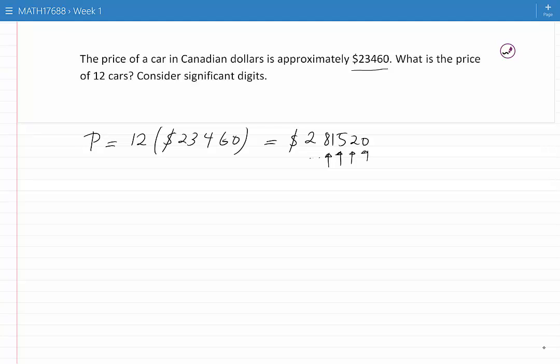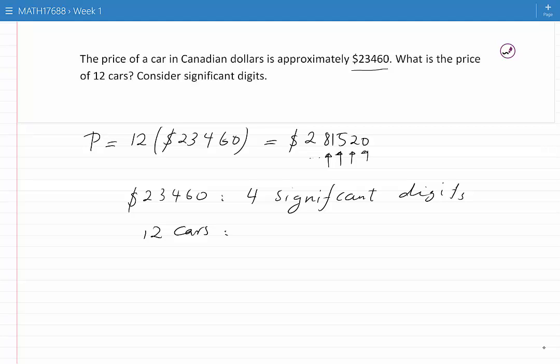Therefore, we can consider the question of significant digits for this number. Since the last digit is 0, there are only 4 significant digits in this number. So 23,460 has 4 significant digits. The other number in this problem is 12. 12 cars. This is an exact number, 12 cars.